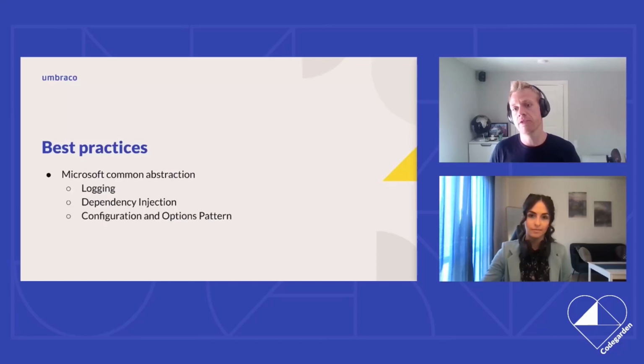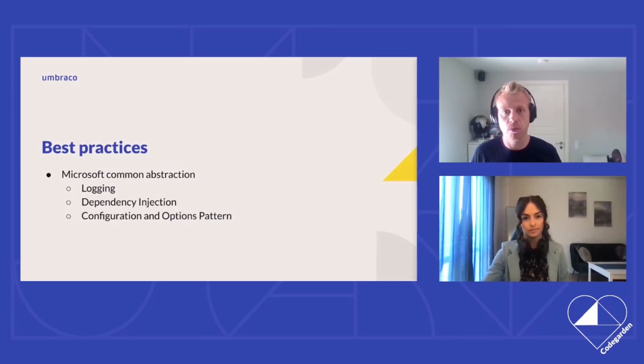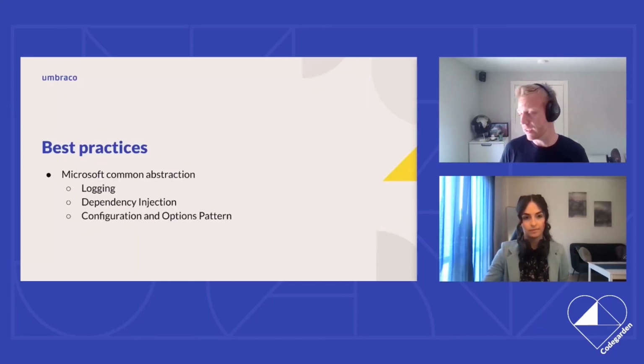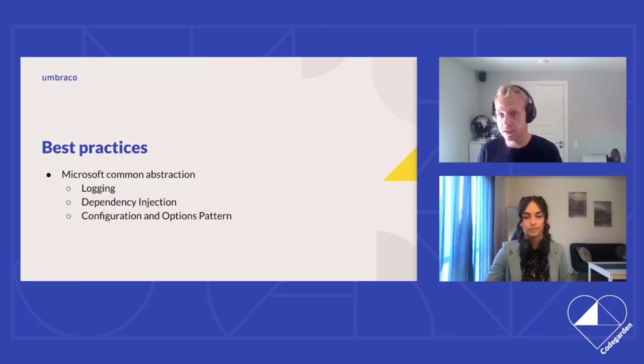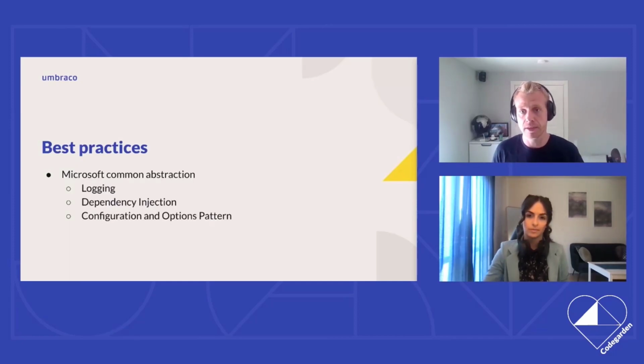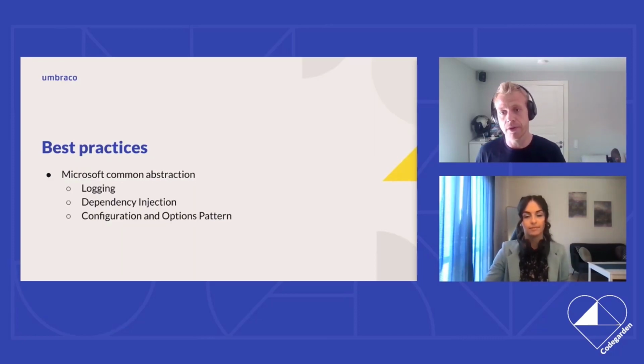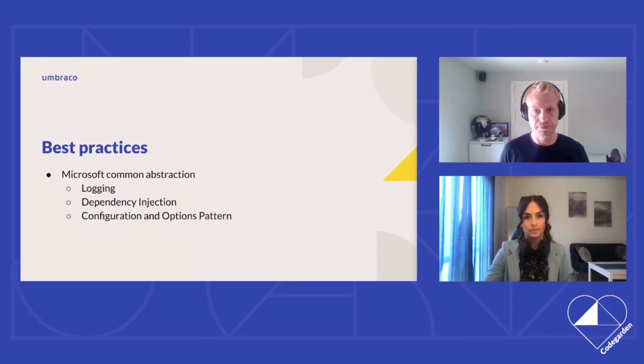And in general, we try to use the best practices from the .NET Core world, and some of these things are to use Microsoft's common abstractions. So instead of relying on our own abstractions for logging and dependency injection and so on, we rely on Microsoft abstractions. These abstractions are implemented by a handful of providers, so you can still use a specific logging framework, if you would. We are using Serilog under the hood. Also, configuration and the options pattern are changed.